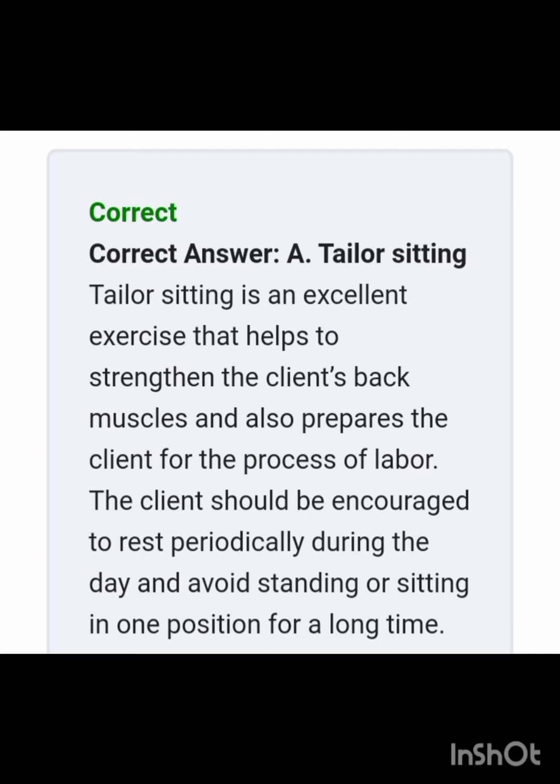The pregnant woman should be encouraged to take periodic rest. That means you should not stay in a sitting, lying down, or standing position for a long time, because she is supposed to give circulation to the baby.